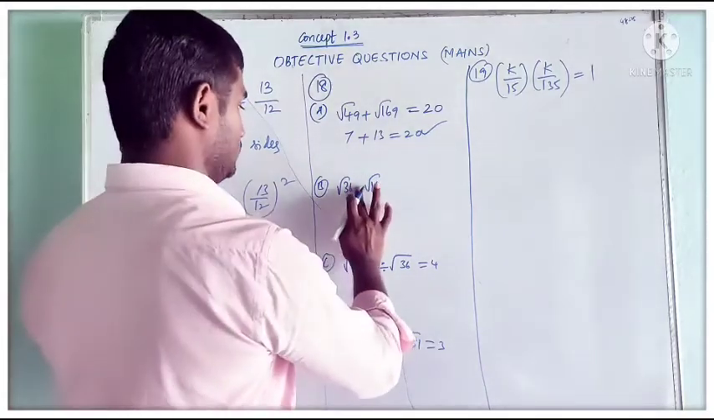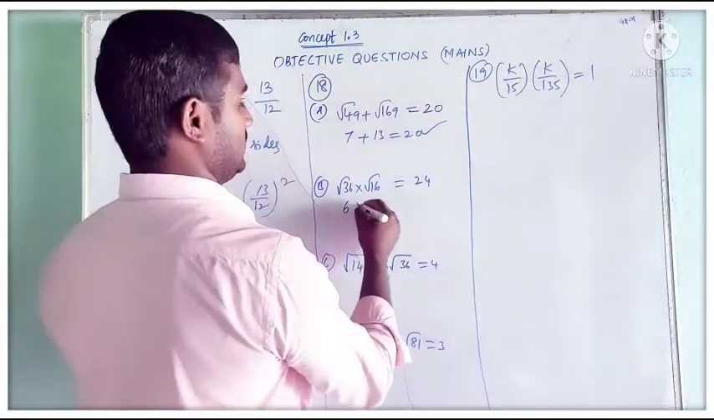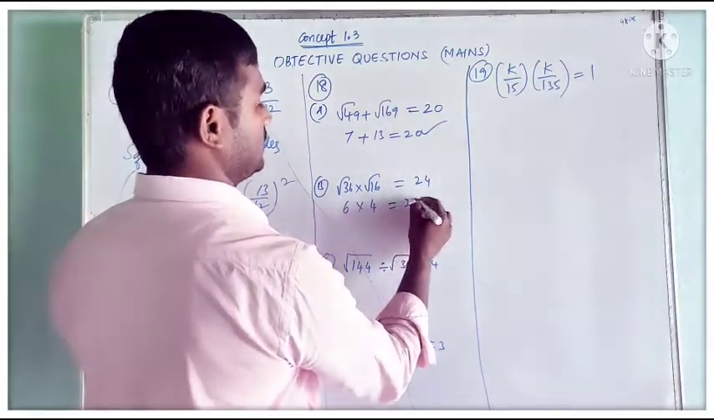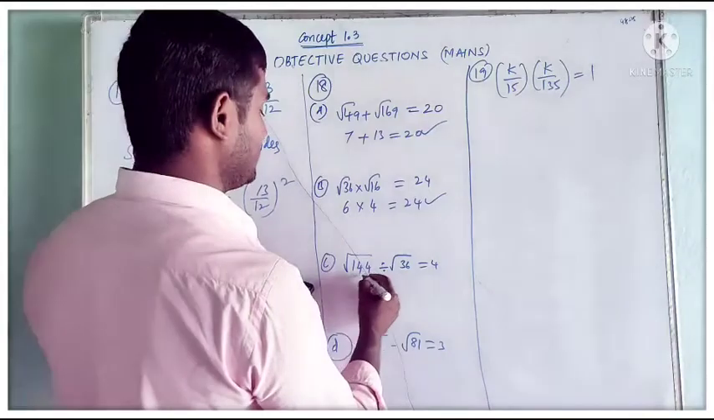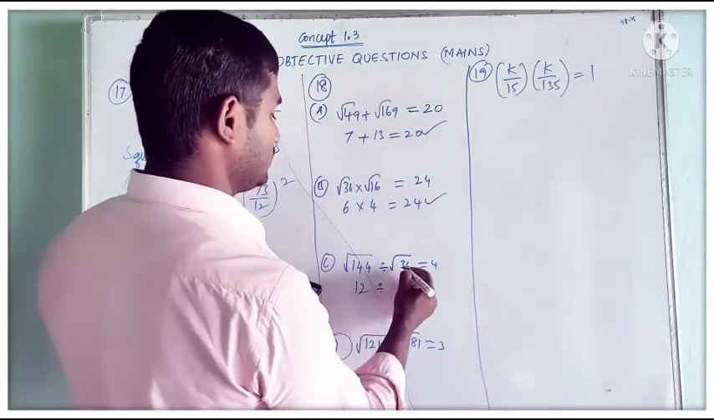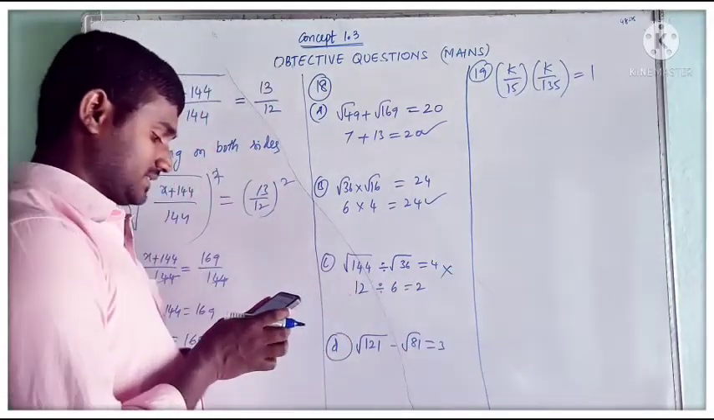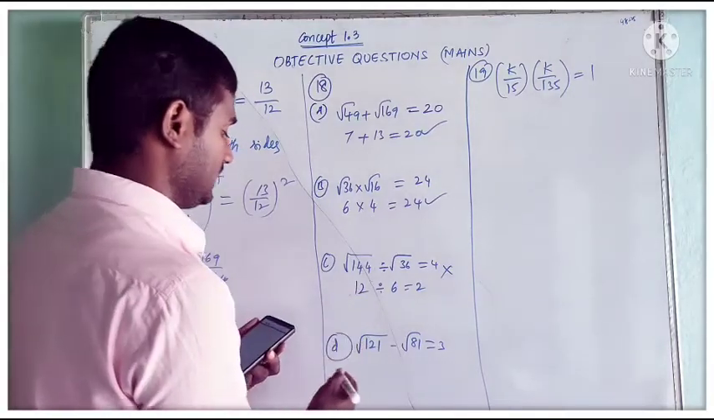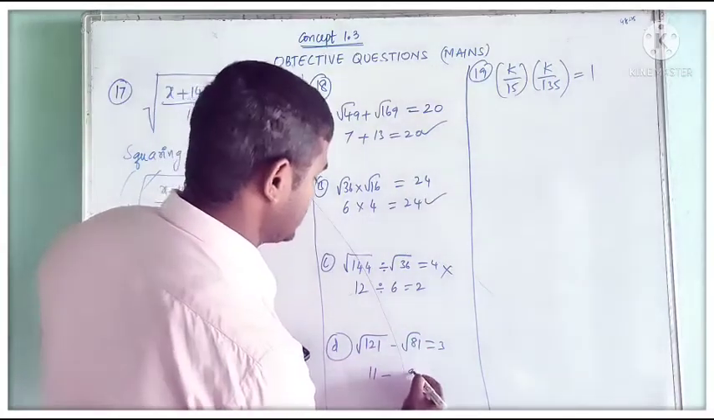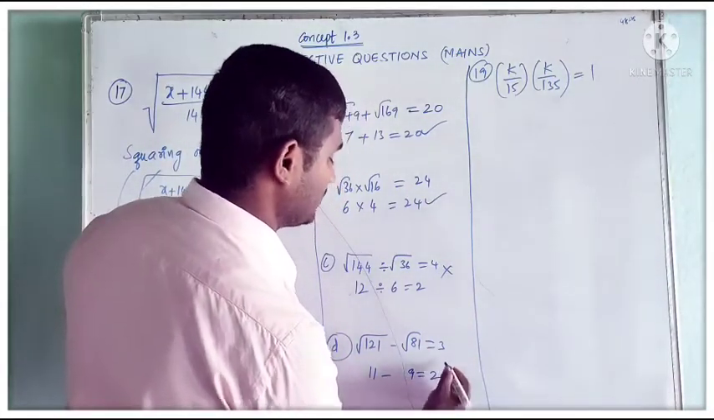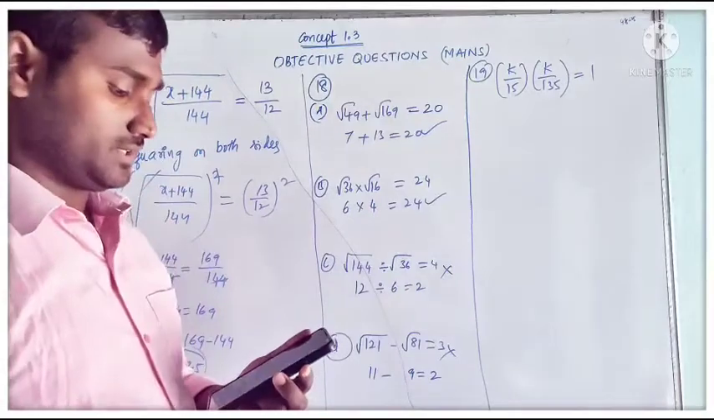Next, the second option: root 36 into root 16 equals 24, they said. Root 36 value is 6, into root 16 value is 4. 6 fours are 24. Yes, it is also true. Next, root 144 divided by root 36. Root 144 is 12, divided by root 36 which is 6. 12 by 6 is equal to 2. So this option is false. Next, the fourth option: root 121 is 11 minus root 81 is 9. 11 minus 9 is 2. So the fourth option is also wrong. Option A and option B are true for that.